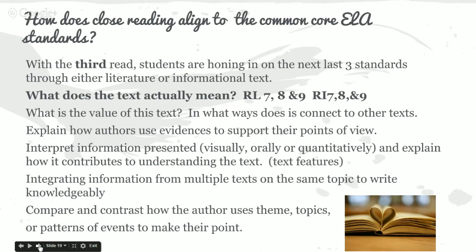For the third read, this is your highest level, which addresses RL and RI 7, 8, and 9. What is the value of the text? In what ways does this connect with other texts? Explain how the author uses evidence to support their own point of view. Interpret information presented and explain how it contributes to the understanding of the text. So if students don't have a background of text features or text structure, they will not be able to go to the next level in 7, 8, and 9.